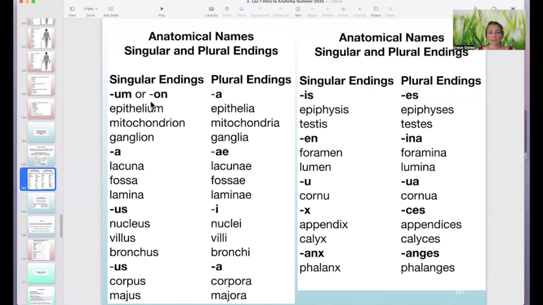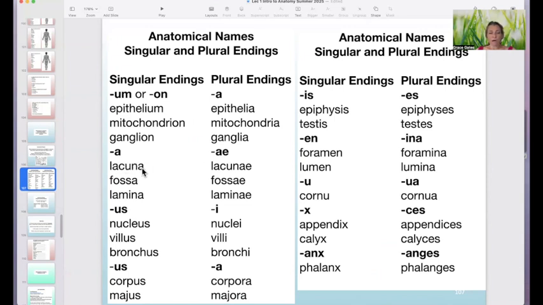So we're going to learn a lot about epithelium, but when we talk about multiple epithelium, we're going to call them epithelia. Okay. You may have heard of mitochondria and not have realized that they're talking about several, or at least two; the singular is mitochondrion, right? And so on. Now the ums and the ons turn into an A. And the A's, which would be pronounced as, turn into A's.